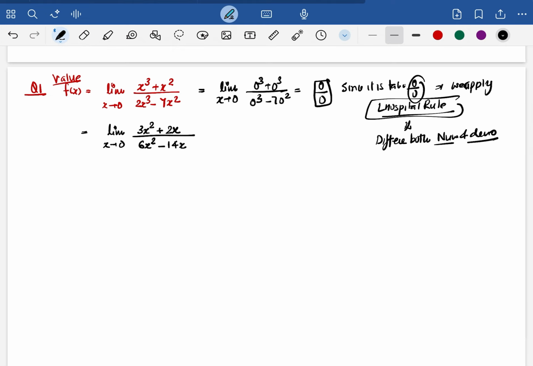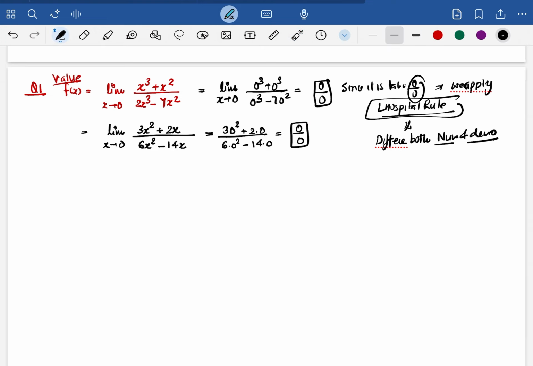Now let's put the values again. 3 into 0 square plus 2 into 0, upon 6 into 0 square minus 14 into 0. Again it is taking the 0 by 0 form. So what we have covered is that till 0 by 0 or infinity by infinity form is achieved, we will be differentiating up to that level, and once the 0 by 0 or infinity by infinity form is not there, we will stop at that moment. So again here you can see it's coming at 0 by 0 form.